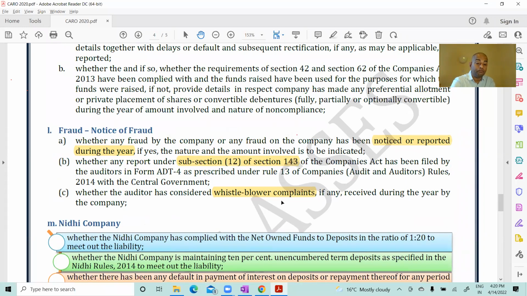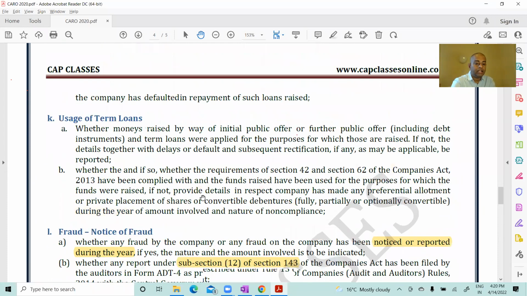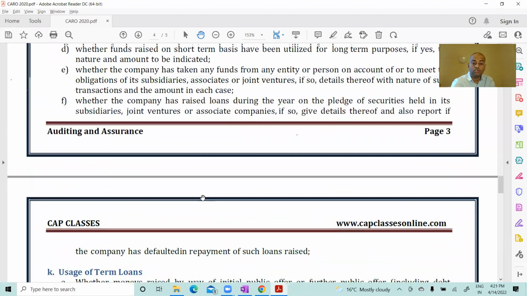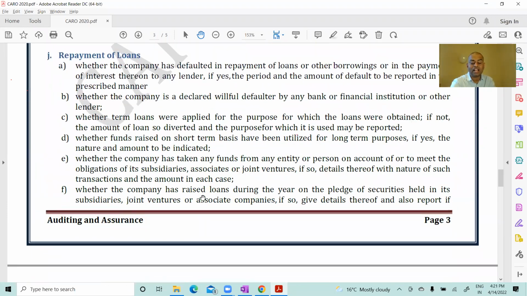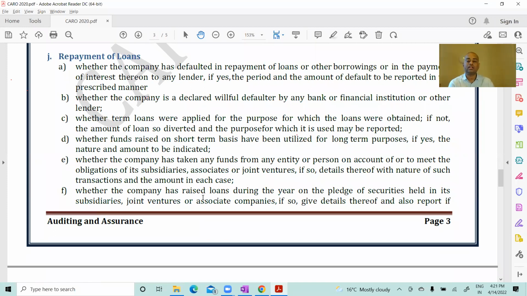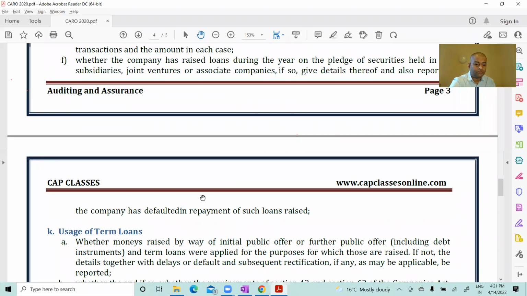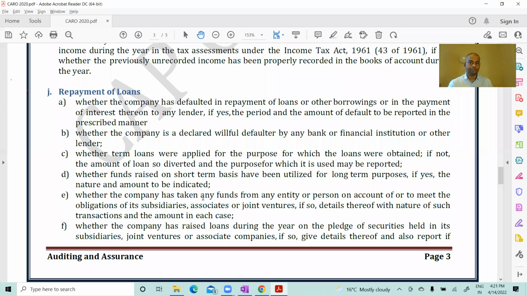So resignation over, cash losses over, NBFC over, non-cash transactions, one only, internal audit over, related party over, Nidhi company over, fraud over. Uses of term loans. This is a propriety element, repayment of loans, propriety element. So basically, these two points are there: repayment of loans and the next one, uses of term loans. Simple.